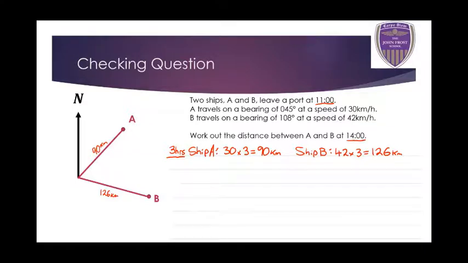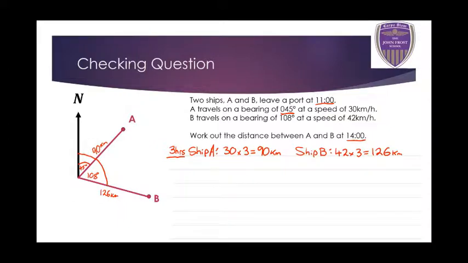Good stuff. Now we need to look at the bearings. Ship A traveled at a bearing of 45 degrees, so that means from north, his ship was traveling at 45 degrees. But ship B was traveling at a bearing of 108, so his bearing is 108 degrees from north.